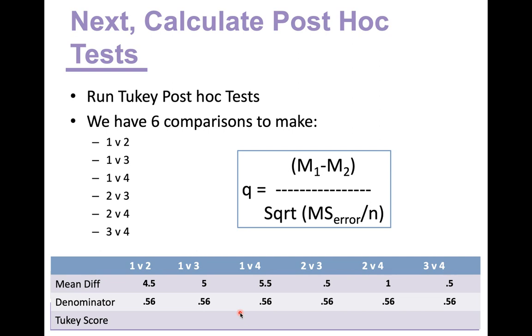So now we have what we need for our 6 Q values. Think of these as 6 separate fractions. We have each numerator, and then we have each denominator. So then we just divide down, and we get our Tukey Q scores for each of our comparison points.